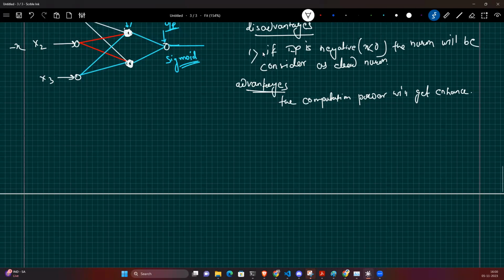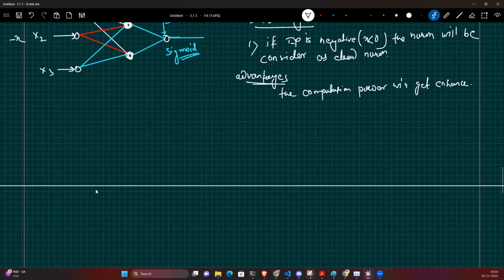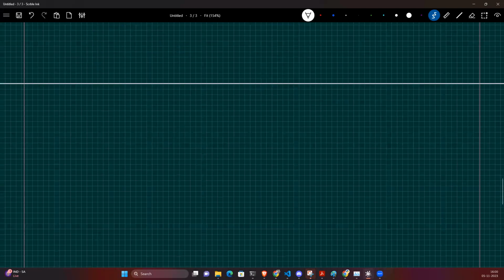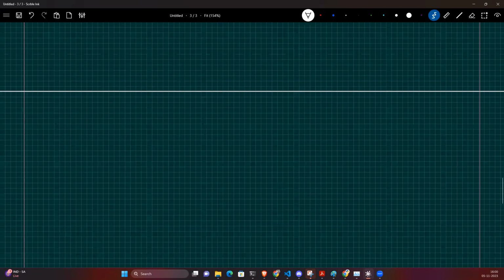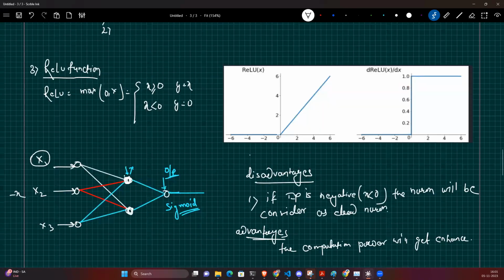So we understood the limitation of the ReLU activation function. Now let's remove this drawback. How can we remove this drawback? We have two graphs here. This is the ReLU activation function, and this is called the differentiation of this function. What will be the differentiation of this? What is the use of this?